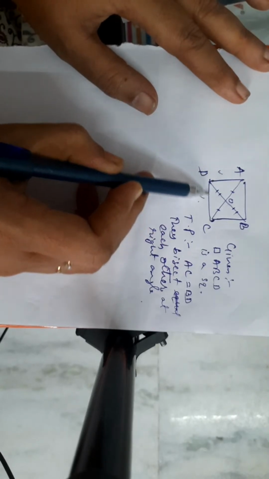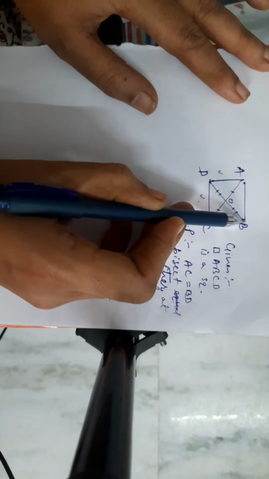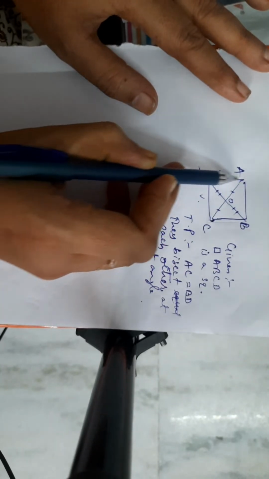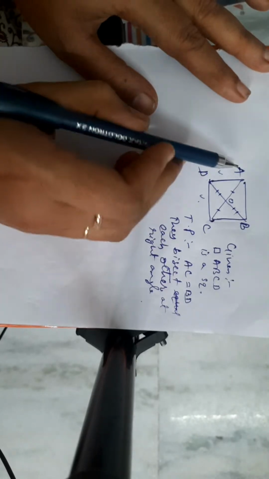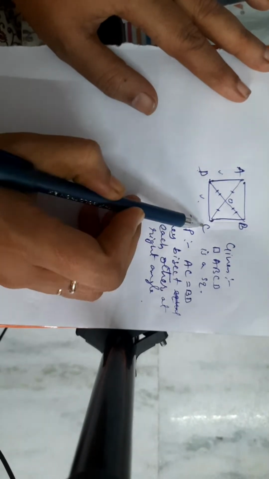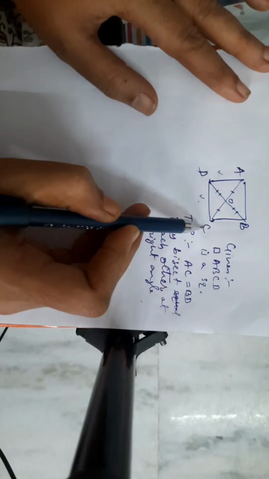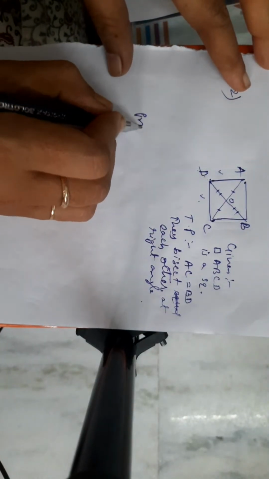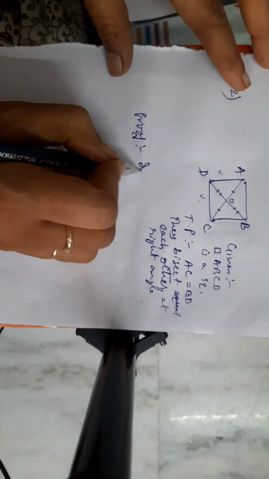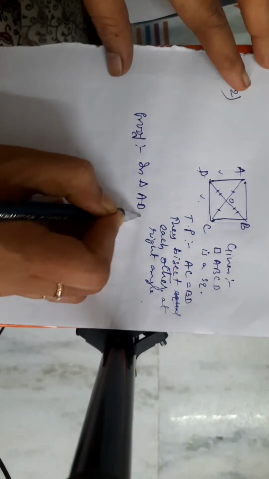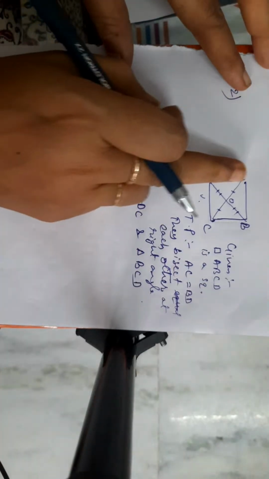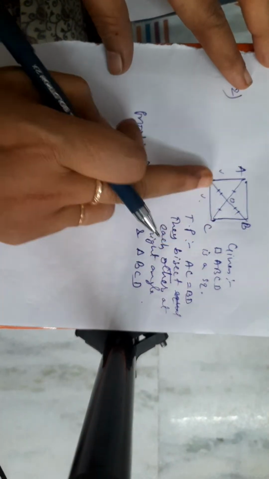So we'll take this triangle and this triangle. Read the question once and try to find out which triangles to take. Here we will take triangle ADC and triangle BCD. So let's start with the proof part now. In triangle ADC and triangle BCD.